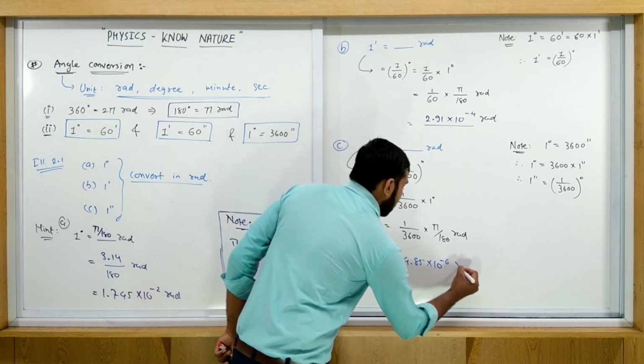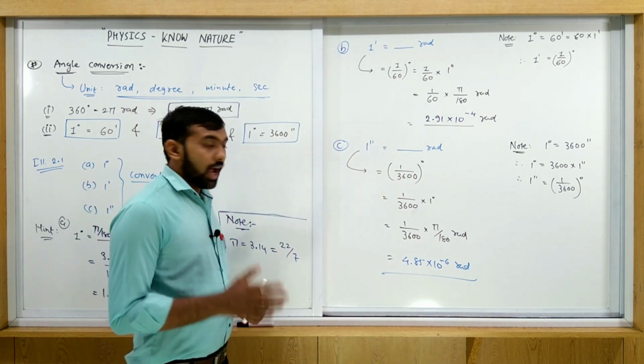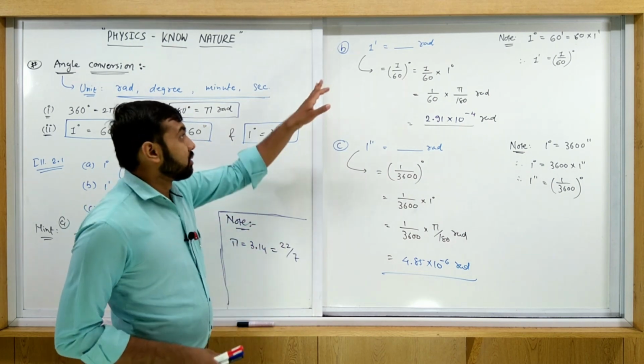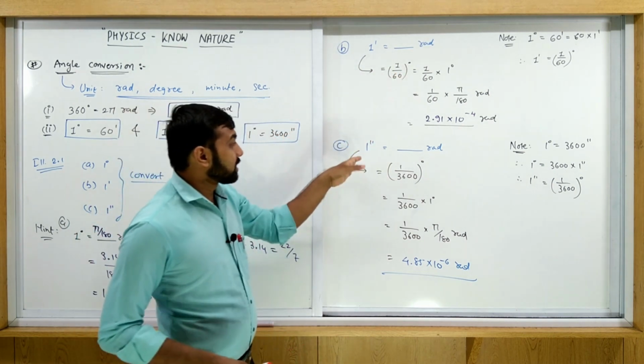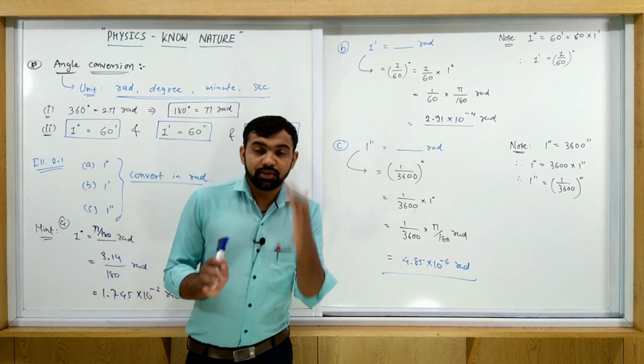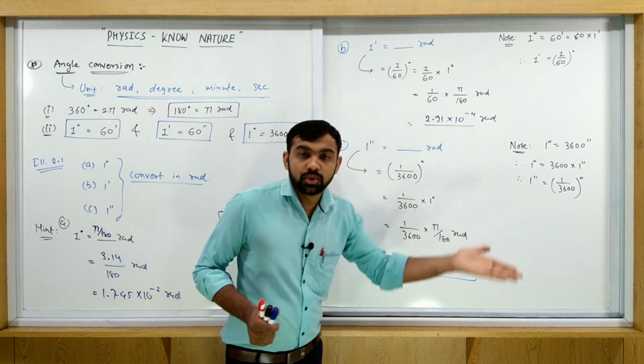4.85 into 10 raised to minus 6 radian. So in this way we have to convert degree to radian, radian to degree, minute to radian, minute to degree, second to radian, like this. Okay, so just follow the sequence. If second is given, then second is converted into degree, then degree is converted into radian.